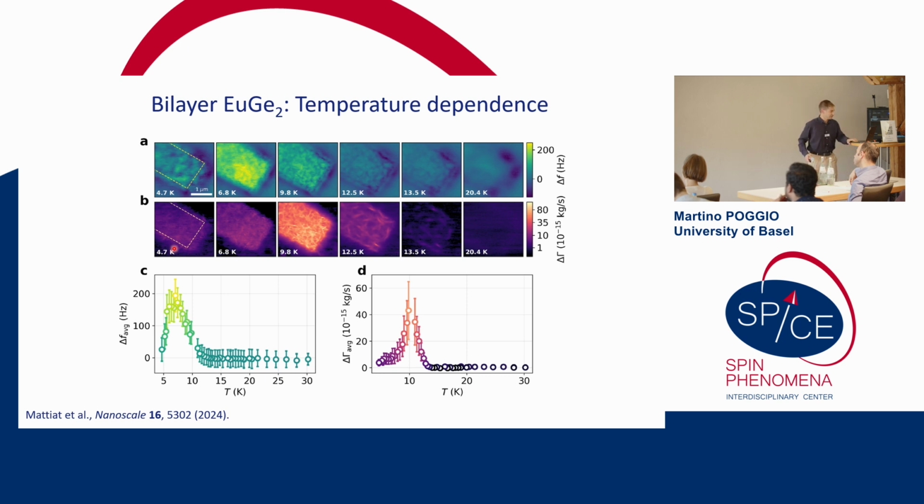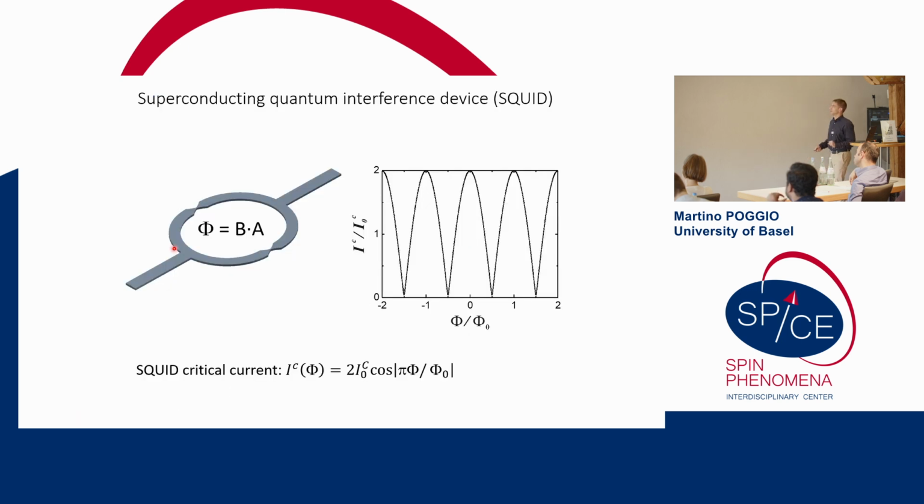Okay, so let me go on then with another type of sensing technique and another experiment that we've done. So now I want to tell you a little bit about superconducting quantum interference devices and how we can use this as a scanning probe. So probably most of you are familiar with squids. So squids are essentially loops of superconductor with two Josephson junctions.